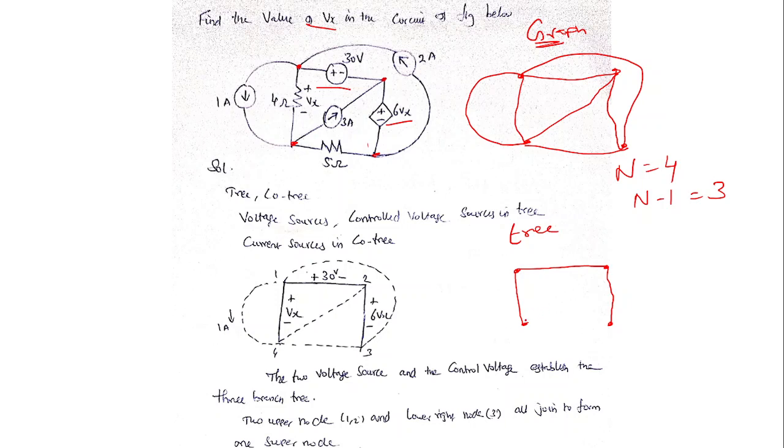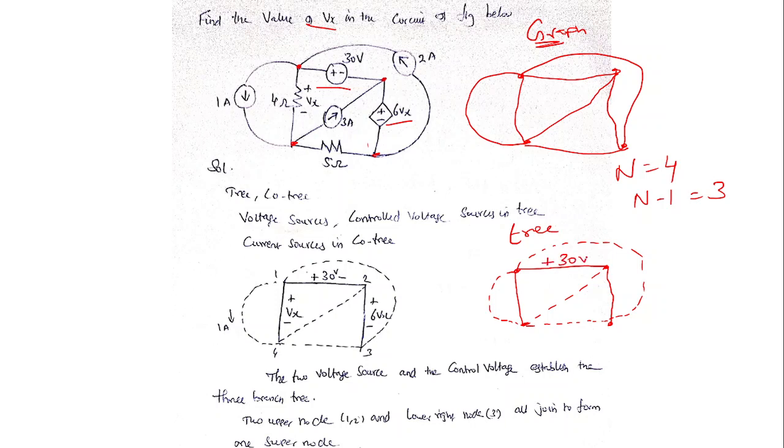The branches which are not available in the tree but are available in the graph, I am going to call the co-tree. I am going to mention the co-tree using dotted lines. Make sure all the current sources are in the co-tree: the 1 ampere source in the co-tree, the 2 ampere source in the co-tree. So all the current sources are in the co-tree. We completed this, and for my understanding, I am going to mention the voltages.